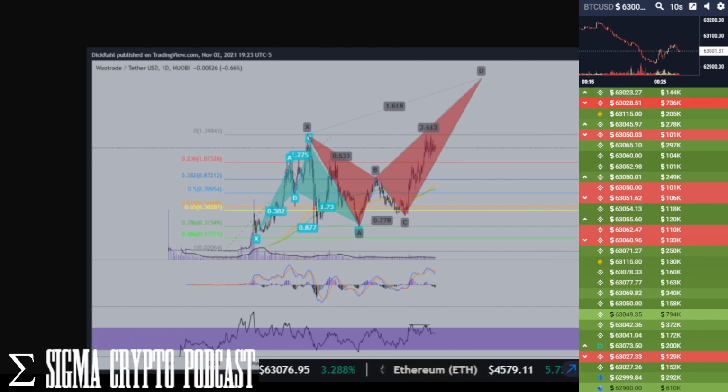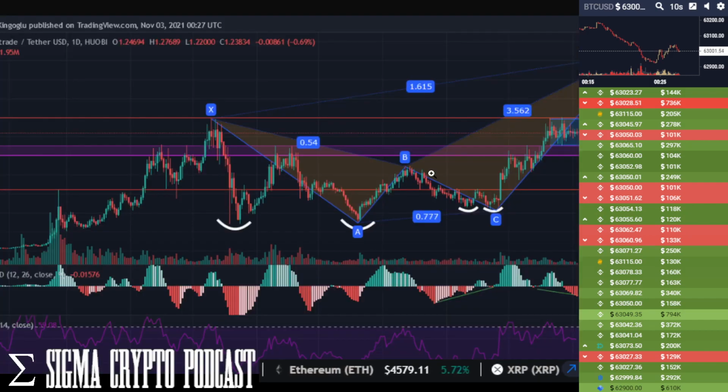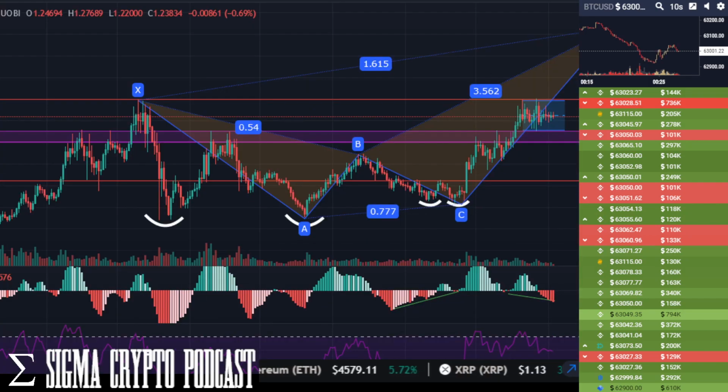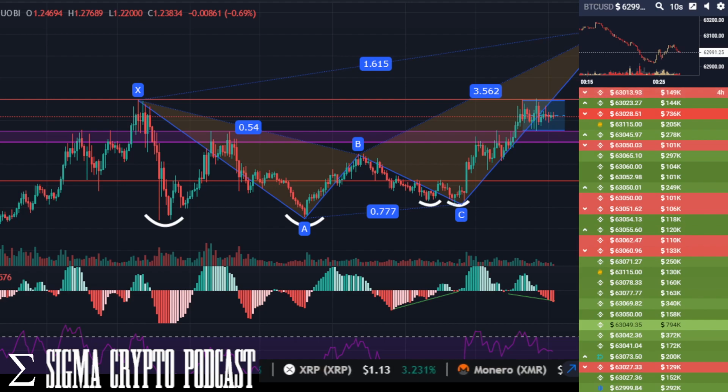Right. I was also going to say on that symmetrical triangle, it could be part of a bull flag. Yeah. Or WOO. This is good. We're getting some good intel here on WOO. Yep. Yeah, you can see this.